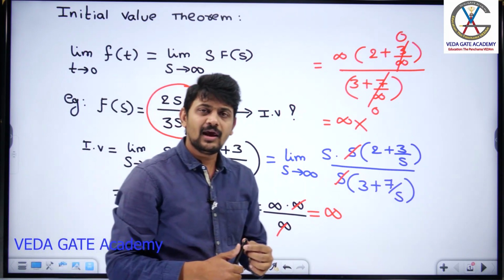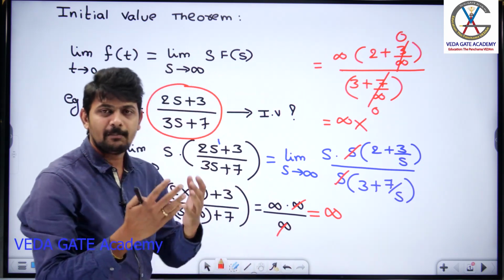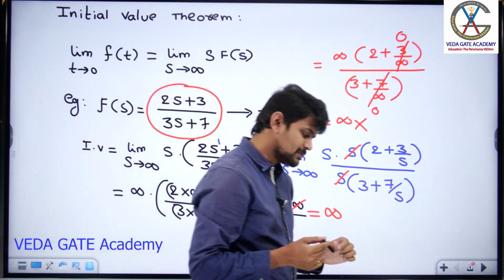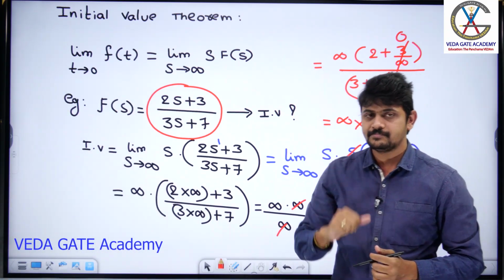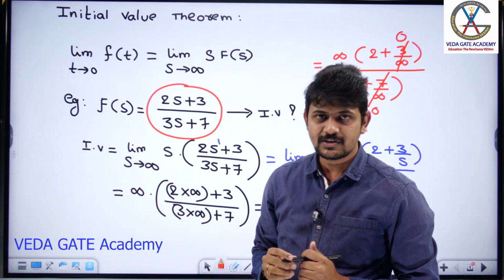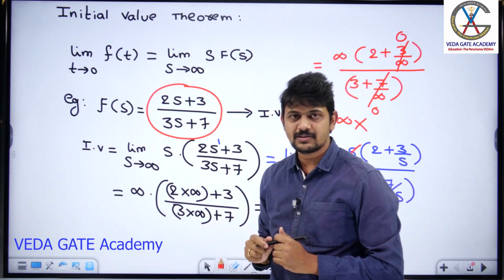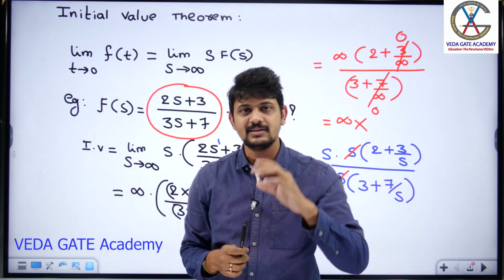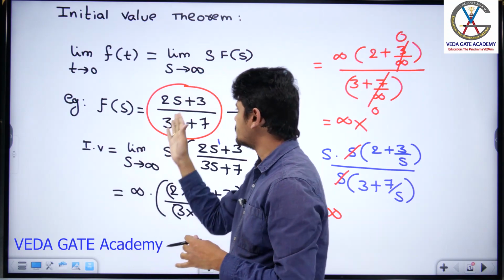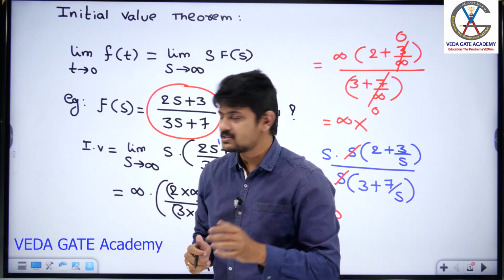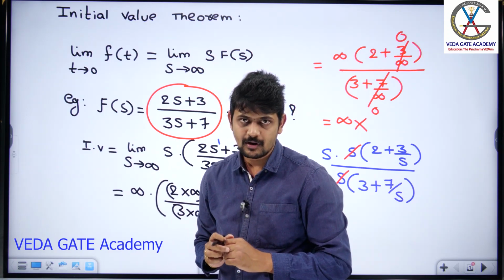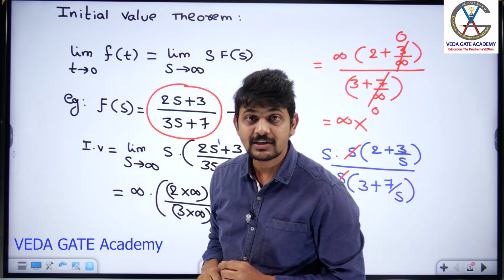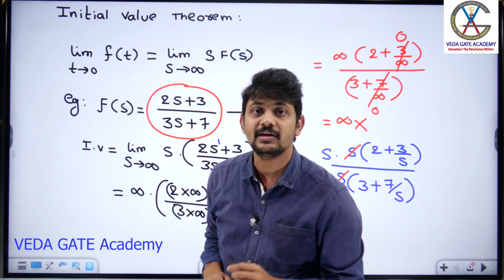Let us try to analyze this particular system by applying it to a practical example. Let us take the same function 2s plus 3 divided by 3s plus 7. Assume that I have a fan. If I do the mathematical modeling of this fan by writing the describing equations, I am getting the function f of s equal to 2s plus 3 divided by 3s plus 7. Now, what do I have to calculate here? Initial value. Initial value means at what time do we calculate this? At t equal to 0.